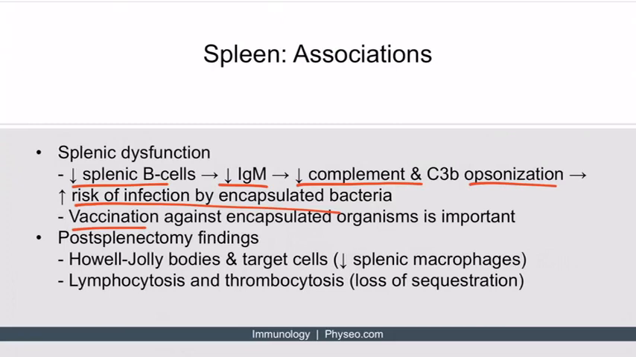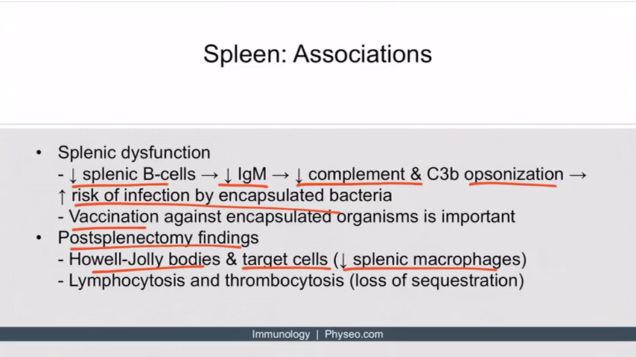Another important association to be familiar with is regarding post-splenectomy findings. The Howell-Jolly bodies and target cells are abnormal features of red blood cells that can be explained by a decrease in splenic macrophages. As I mentioned a minute ago, the splenic macrophages in the red pulp are involved in clearing old and damaged red blood cells. Therefore, a patient without a spleen will have these old and damaged red blood cells that persist in the circulation. Howell-Jolly bodies are simply nuclear remnants in red blood cells. When a red blood cell leaves the bone marrow, sometimes a nuclear remnant persists, and this is removed from the circulation when it reaches the spleen. However, if the spleen isn't working, then Howell-Jolly bodies may be seen.